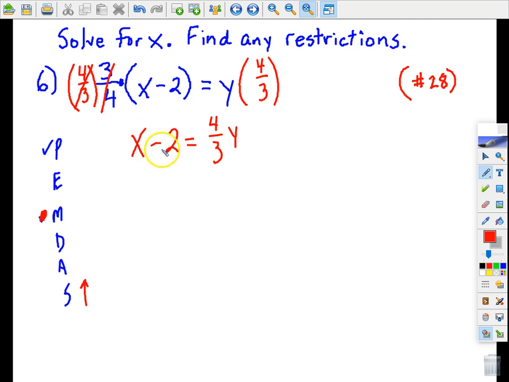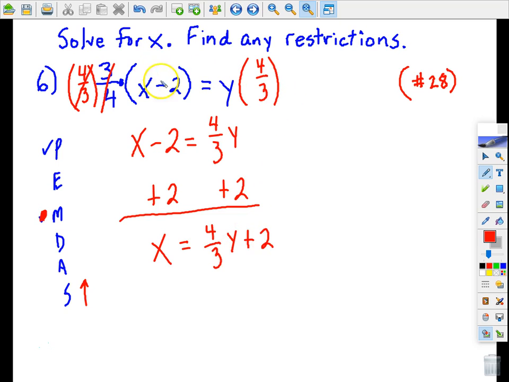How do you undo subtracting 2? Well, hopefully you're thinking, that would be adding 2. And that's going to get us to our answer pretty easily. We were asked to solve for x, and we did. And now let's see if there are any restrictions. Do we have any variables that need to be limited as to the number they can represent?